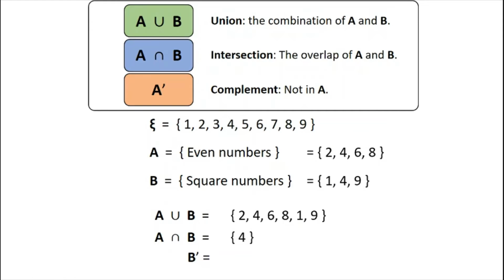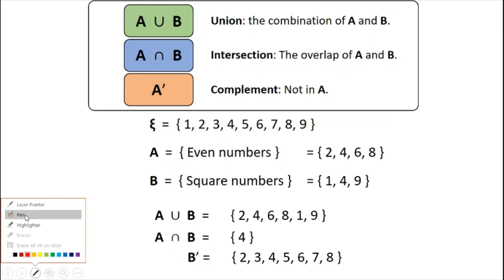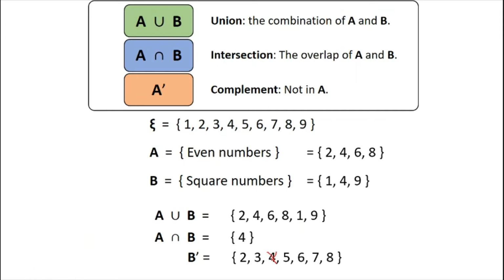And the final one is not B. So I take the list that I've got for B, 1, 4, and 9, and just write every other number that isn't those. So 2, 3, that's a mistake there, my apologies, not 4, 5, 6, 7, and 8.